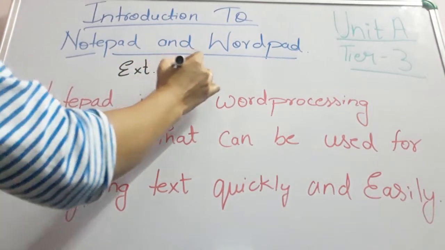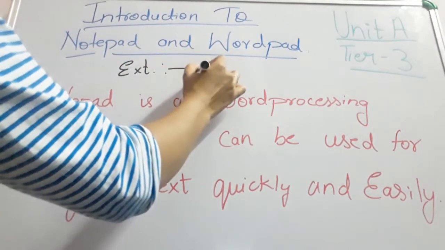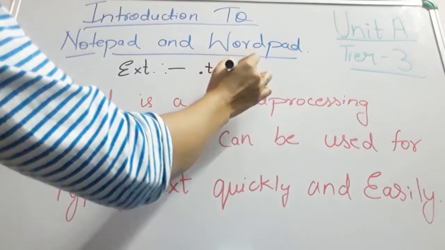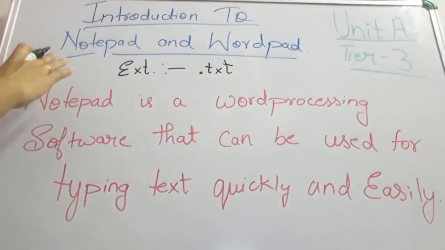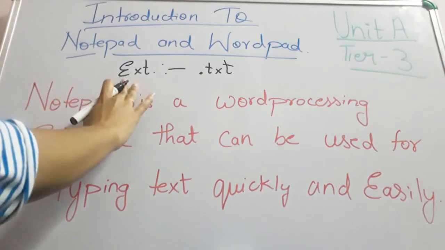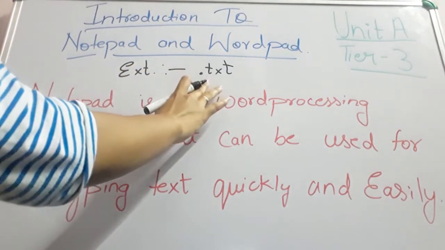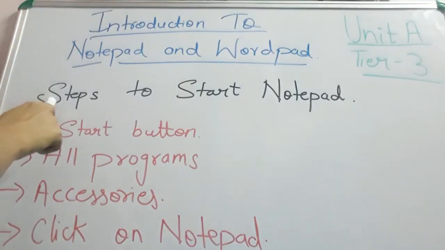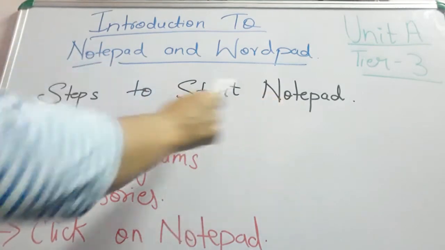The extension of this file is .txt. Okay, any file saved in this Notepad is saved with the extension .txt. Clear? Now let's see some steps to start your Notepad file.